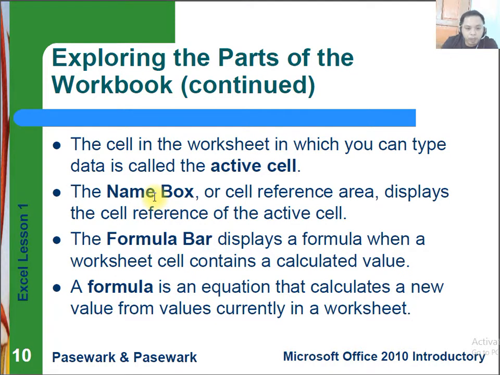Okay, the formula bar naman displays a formula when a worksheet cell contains a calculated value. So if the cell contains a calculated value, okay, doon natin ibig sabihin meron siyang operation na ginagawa doon. Okay, either pwedeng addition, subtraction, ganon. Okay, doon mo ilalagay yung formula. Ilalagay mo yung formula doon, then yun, makakalculate na yung value na hinahanap natin.